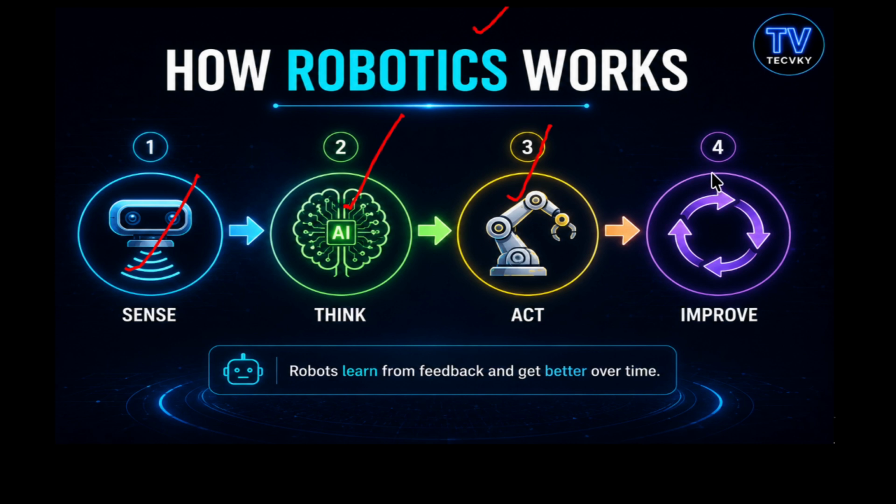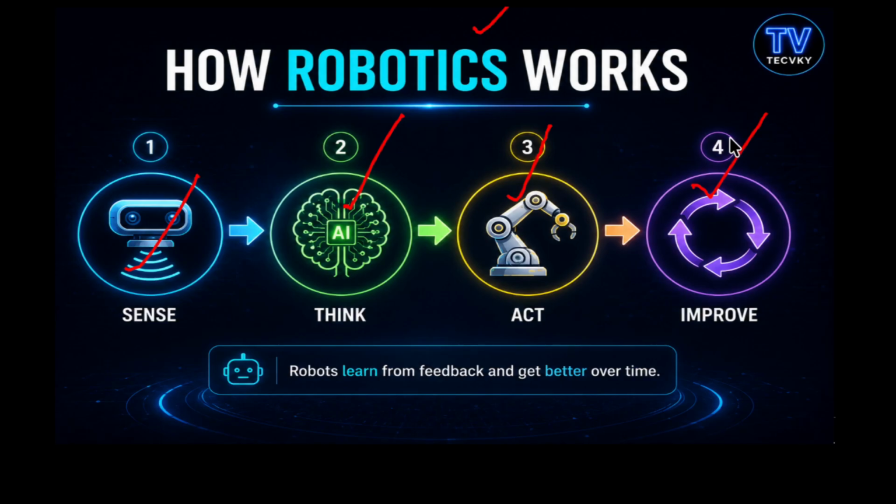Finally, the robot receives feedback from its sensors about the results of its action. This feedback helps it determine whether the action was successful and what it should do next. This cycle of sensing, analyzing, deciding, acting, and learning from feedback repeats continuously, allowing robots to operate effectively in dynamic environments. This is how modern robots can perform tasks intelligently and adapt to changing situations.